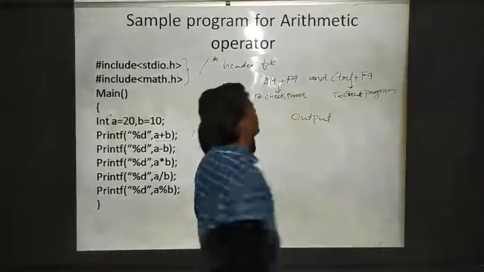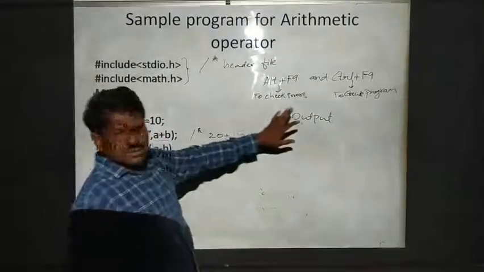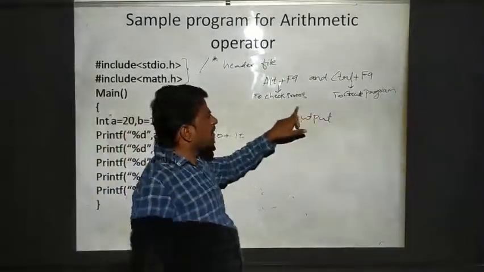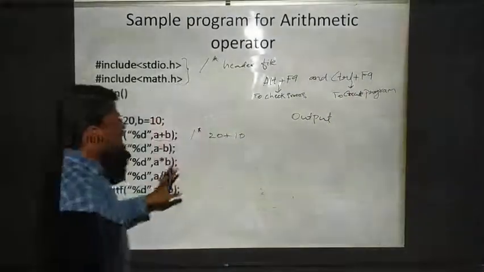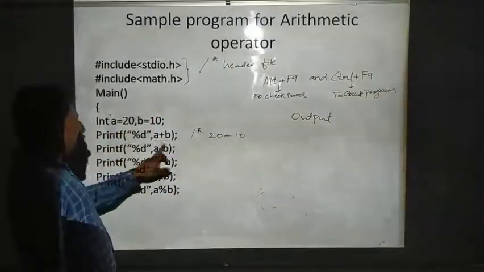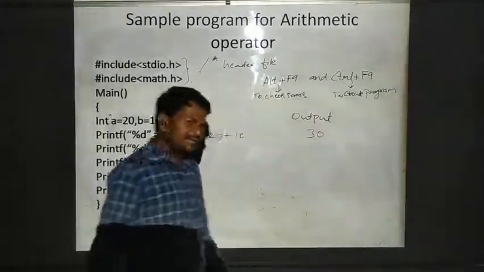To execute a program, if you press Alt F9 and there are no errors, it will show you 0 errors. If you press Ctrl F9, it will execute and give the output like this. A plus B, what is the output you will get here? 30 will be printed first.